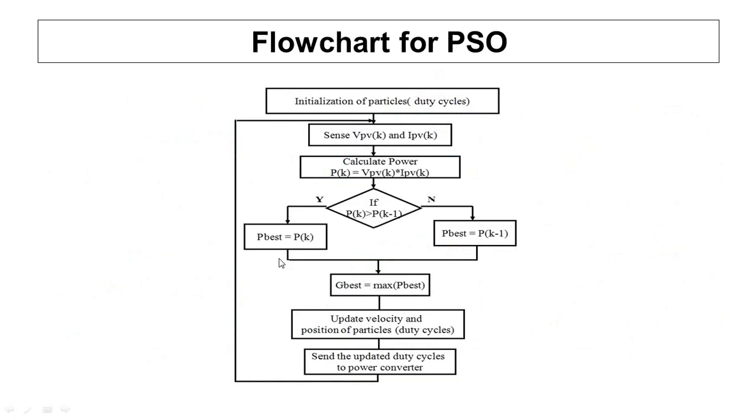The corresponding flow chart is given here. First we have to sense the voltage and current of each particle. The voltage and current of each particle have to be measured, and the power value has to be calculated. Based on the power values, we have to update which duty cycle has the maximum power value. According to that power value, you are going to update your velocity and position in the next cycle.